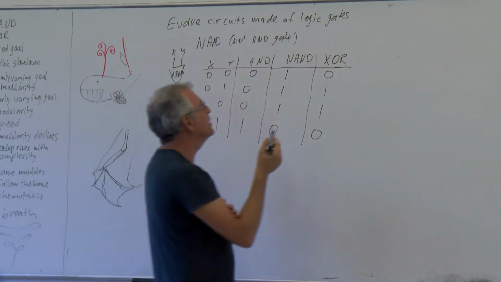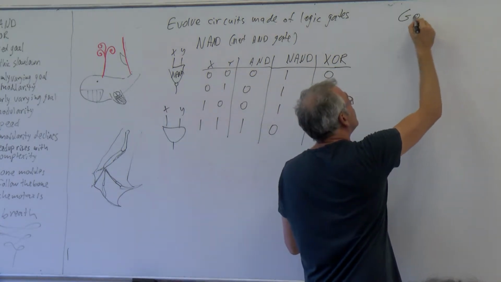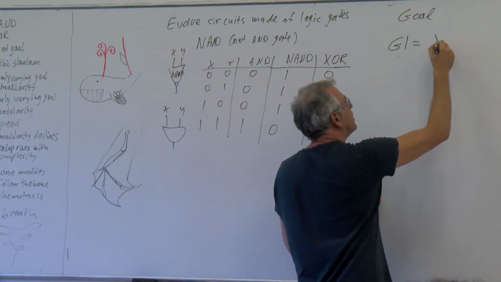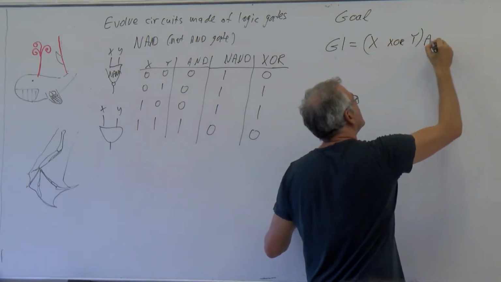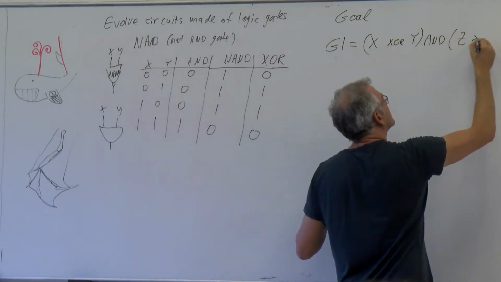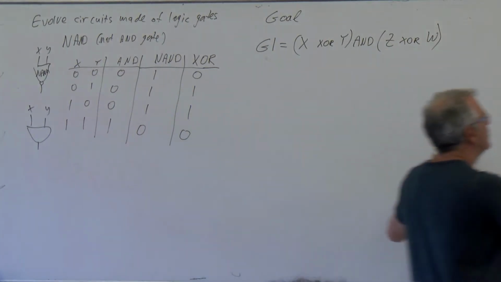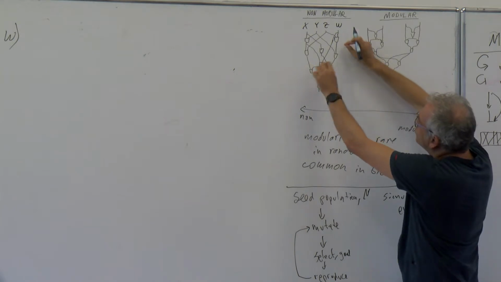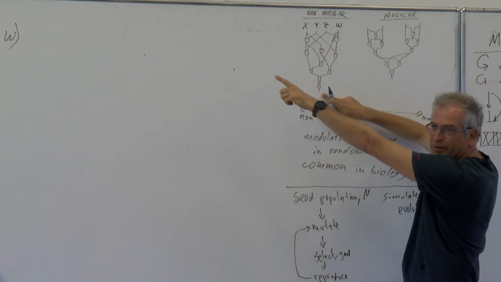And I want to give a goal. So I want circuits that satisfy the following goal: X exclusive OR Y, and Z exclusive OR W. So this is going to be a circuit that has 4 inputs, X, Y, Z, W. And I'm going to let evolution add and remove gates and rewire them. And the output is supposed to be that function.